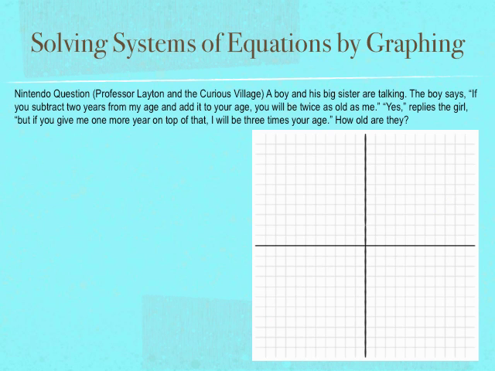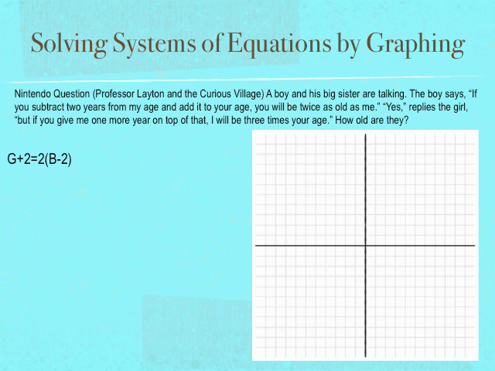Okay, let's put this into an equation if we can. We'll let G be the girl's age and B be the boy's age. Again, I won't ask you to model this. Just look at the equation and see if you can see why it makes sense. The boy says if you subtract 2 years from my age, that's why we have the B minus 2. And add it to your age, so that's why we have the G plus 2. He says if he does that, then the girl will be twice as old as the boy, so that's why the boy's age is multiplied by 2. So the first sentence gives us our first equation.